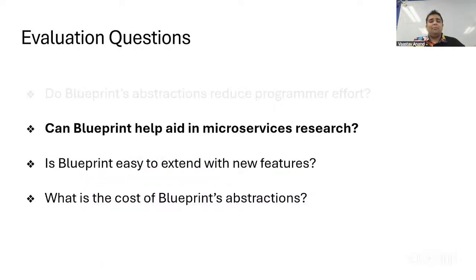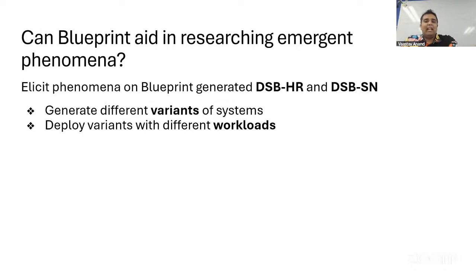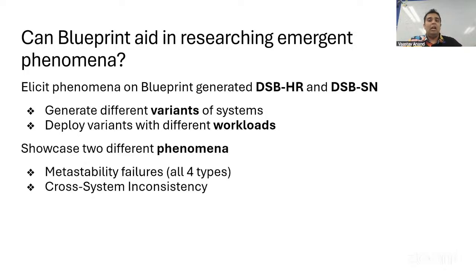Now let's take a look at how Blueprint actually helps researchers. To test this, we ask if Blueprint can help in researching emergent misbehaviors or emergent phenomena. To exhibit these phenomena, we generate equivalent versions of 2 open source microservice systems, DeathStarBench Hotel Reservation, referred to as DSB-HR, and DeathStarBench Social Network, referred to as DSB-SN. We reconfigure these systems to generate different variant implementations and exercise the variants with different workloads. And we showcase 2 different phenomena, metastability failures and cross-system inconsistency.